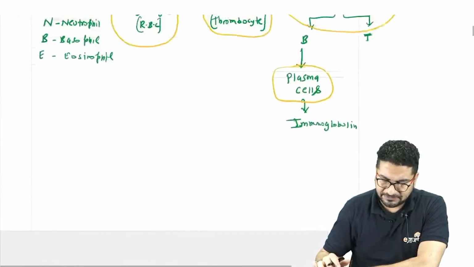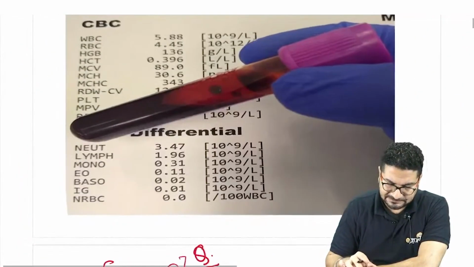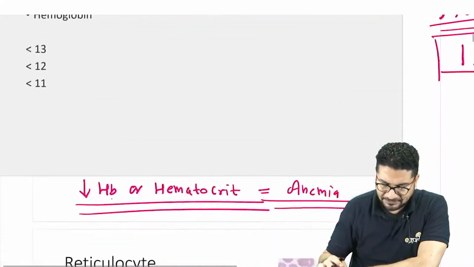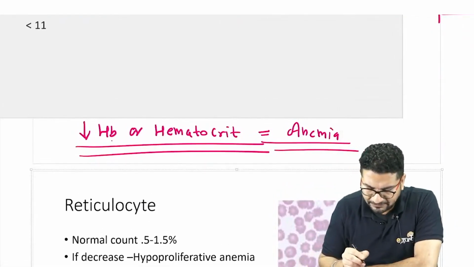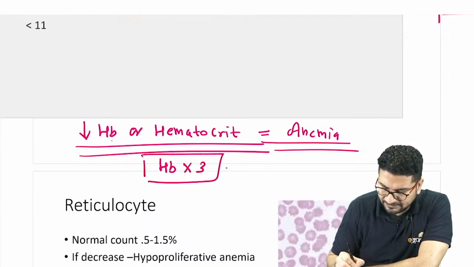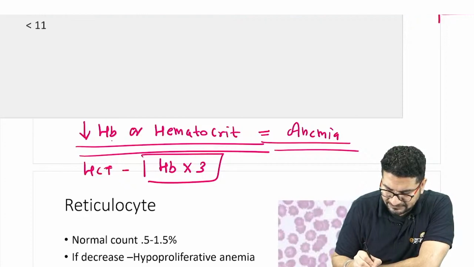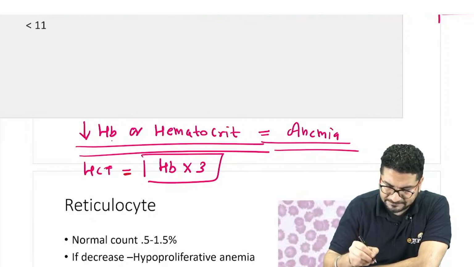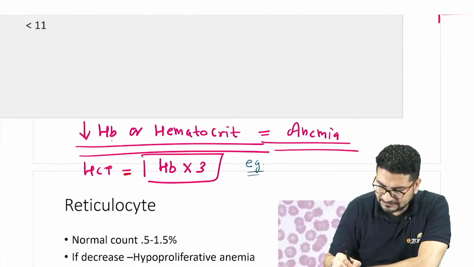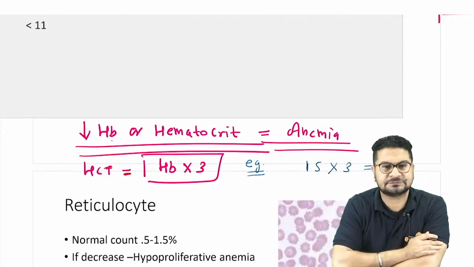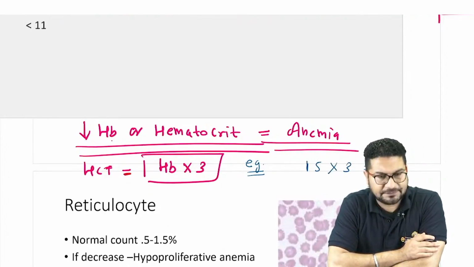Just let me show you a CBC report, and based on this report you can see here it is written hematocrit, right? So either you can see hemoglobin or you can see hematocrit. So how do we calculate hematocrit? Multiply hemoglobin by 3. This will be your hematocrit. In short, we write HCT. For example, let me say my hemoglobin is 15. So 15 into 3, my hematocrit will be 45. Clear?